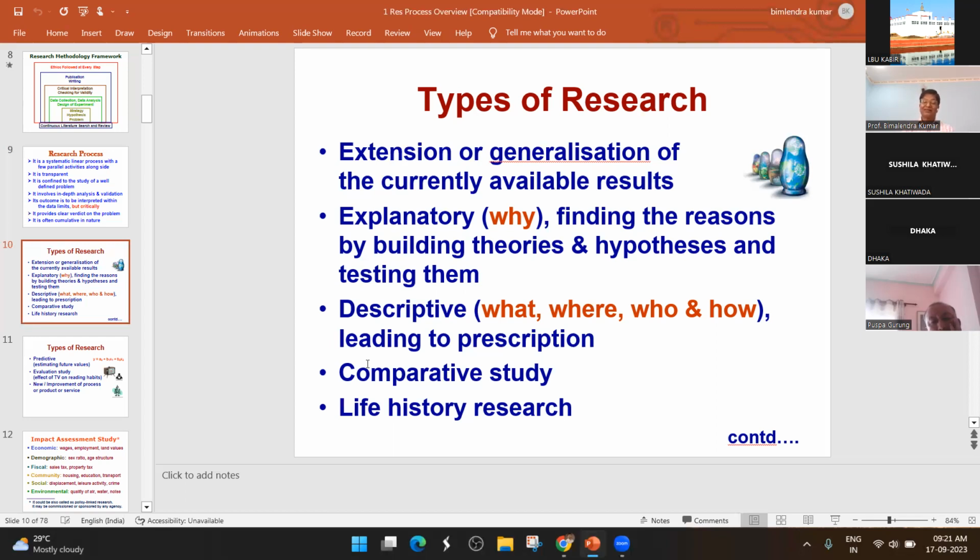Related with this, there are some questions like what, where, who, and how, leading to concepts or definitions. Then some of the problems which are taken here, whenever these are being described in a very general manner, this is called descriptive research. There is another type of research which is called comparative research.